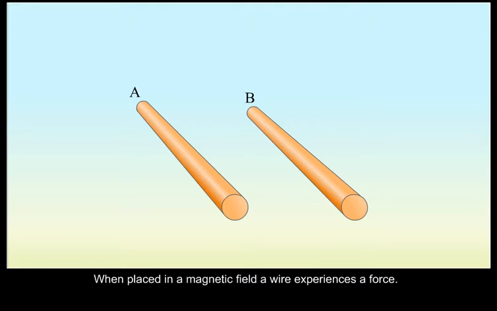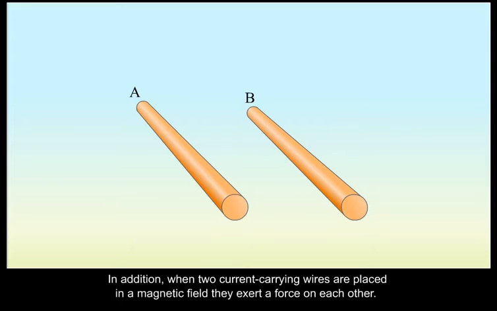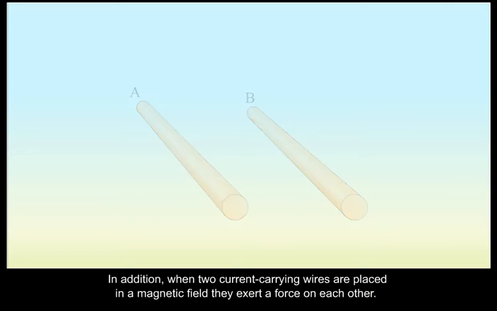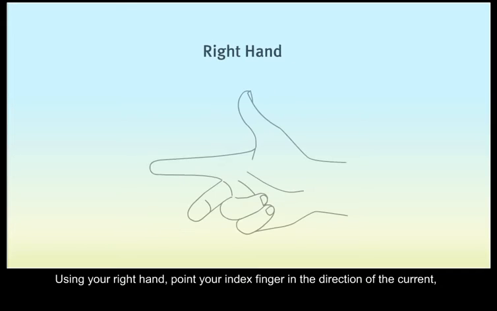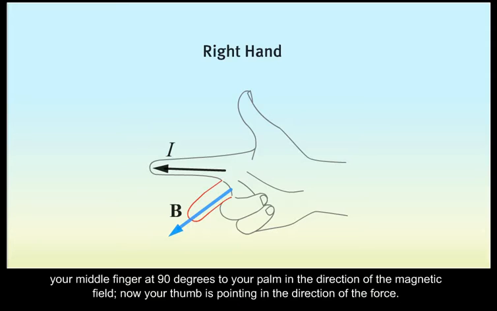When placed in a magnetic field, a wire experiences a force. This is also true for two current-carrying wires. In addition, when two current-carrying wires are placed near each other, they exert a force on each other. Let's use the first right-hand rule to find the direction of the forces on the wires. Using your right hand, point your index finger in the direction of the current, your middle finger at 90 degrees to your palm in the direction of the magnetic field. Now your thumb is pointing in the direction of the force.